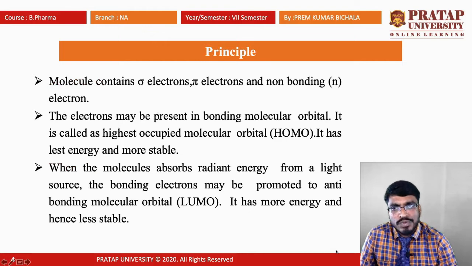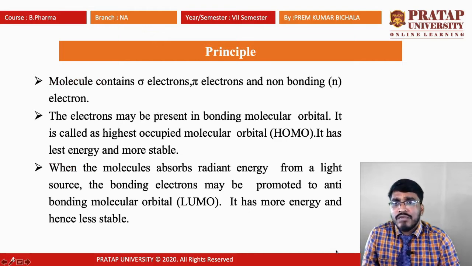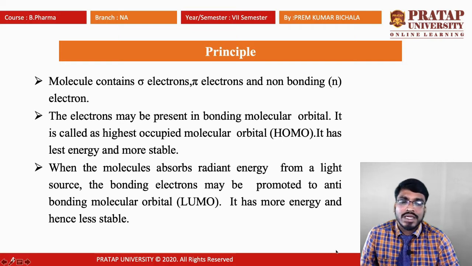Coming to the principle, each and every molecule contains three types of electrons: sigma electrons, pi electrons and non-bonding electrons. The electrons may be present in a bonding molecular orbital. It is called the highest occupied molecular orbital, that is HOMO, to simplify it. It has least energy and is more stable.